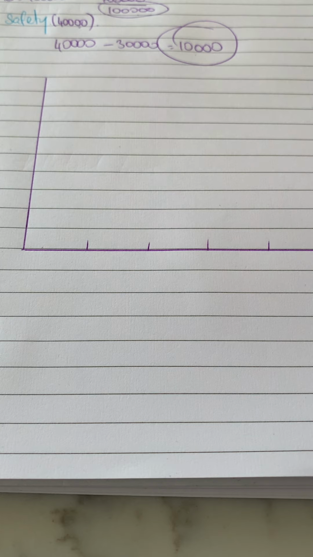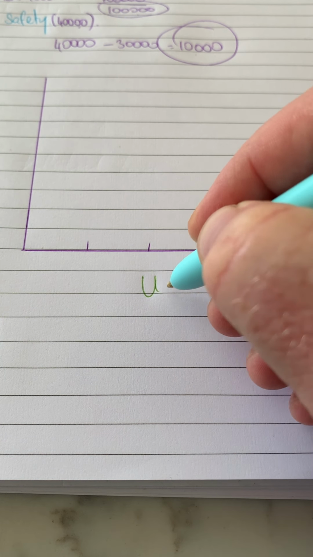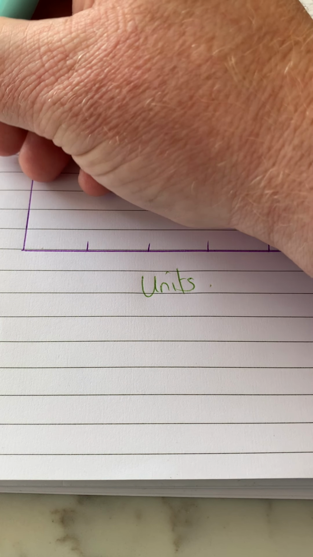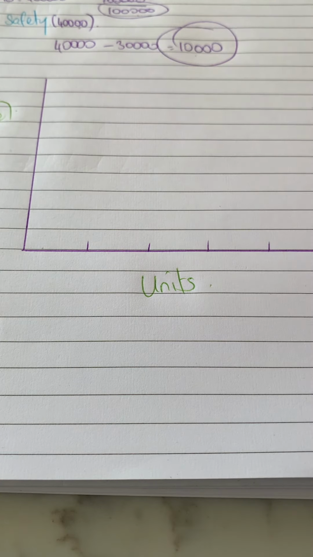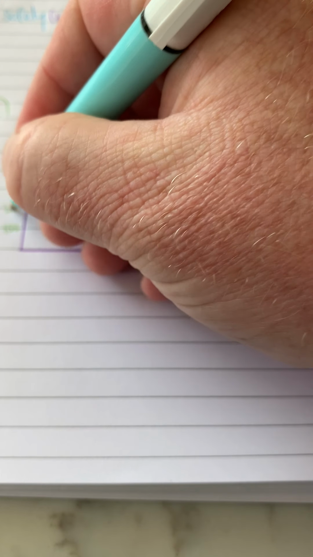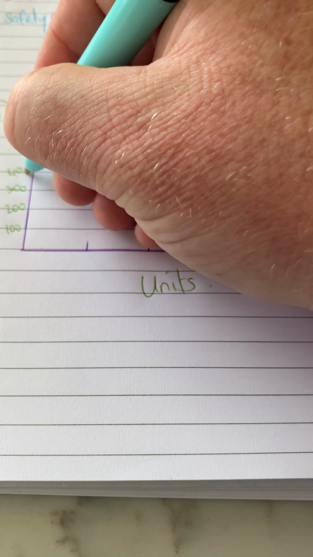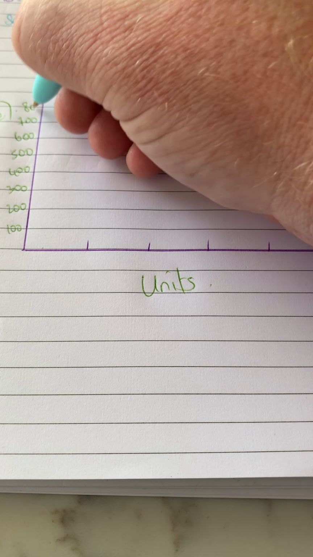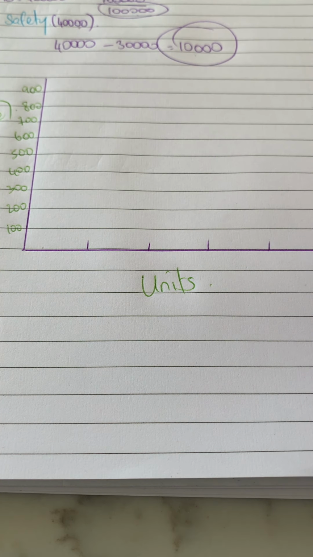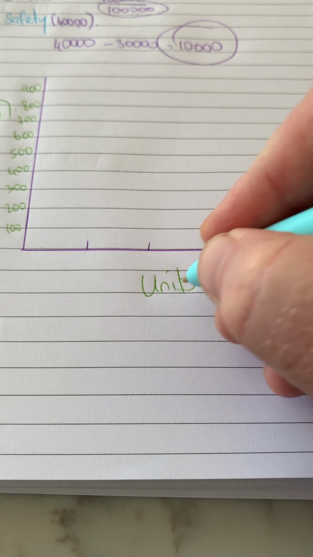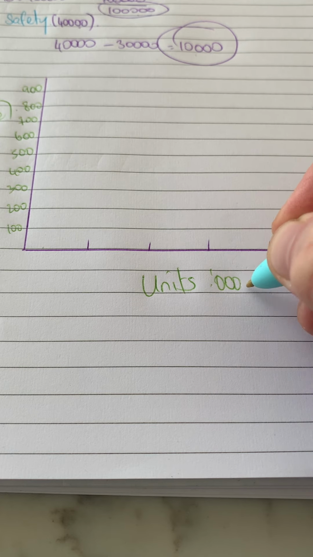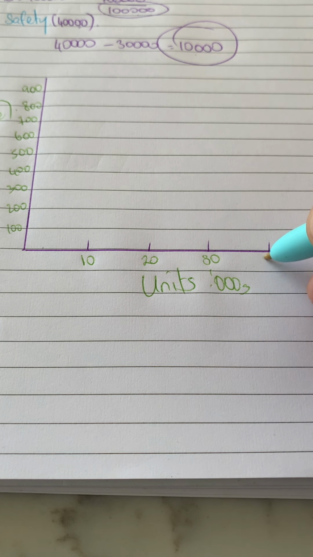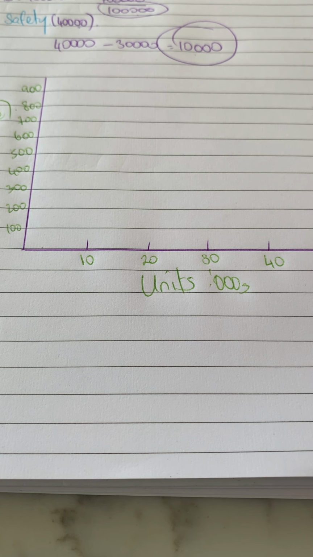First thing we want to do is label up our graph. Down here, it's units. This axis is sales in terms of revenue, so we have 100, 200, 300, 400, up to 900. Across the bottom it's units, in thousands, so this is 10,000, 20, 30, 40, and 50.